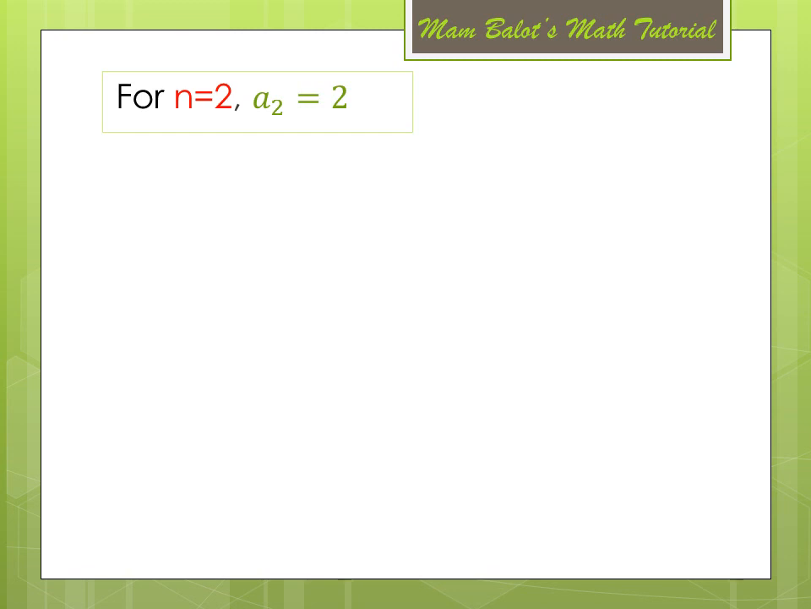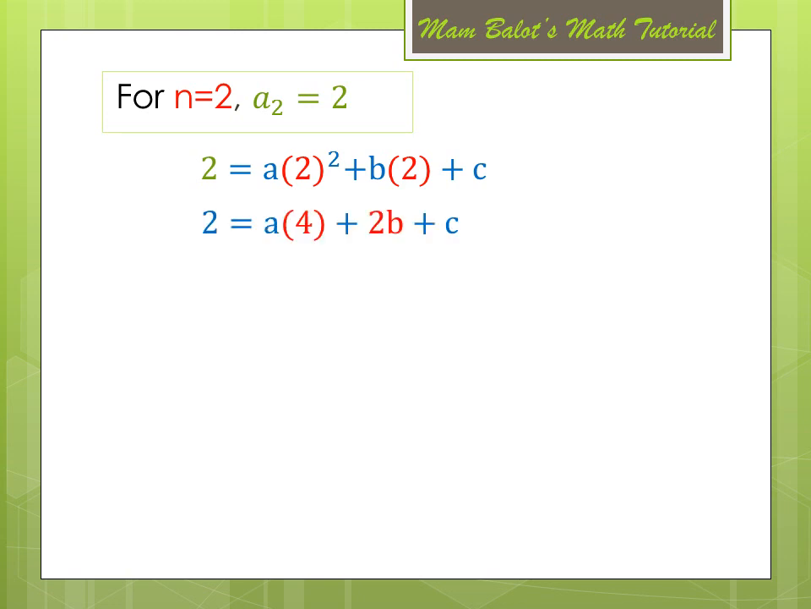For n is equal to 2, our a sub 2 is equal to 2. So we have 2 is equal to a times 2 squared plus b times 2 plus c. So 2 squared is equal to 4, and then b times 2 is equal now to 2b. So we have now a times 4, which is equal to 4a. Therefore, our second equation would be 2 equals 4a plus 2b plus c.